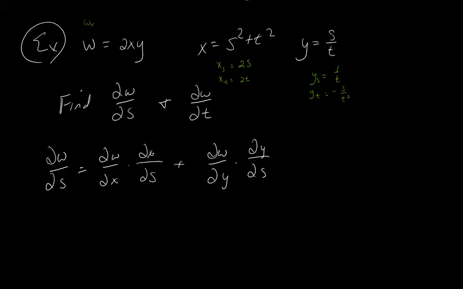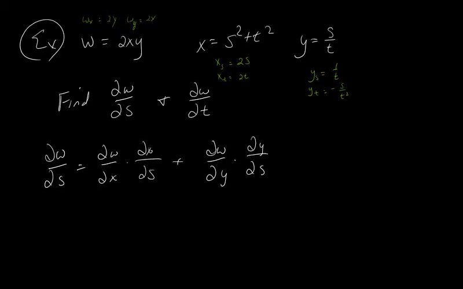Okay. The partial of w with respect to x is 2y. The partial of w with respect to y is 2x. So now we have all of those. Those were very easy to find, and now we just plug them into the correct spot. Okay, so this is going to be equal to 2y times 2s plus 2x times 1 over t.